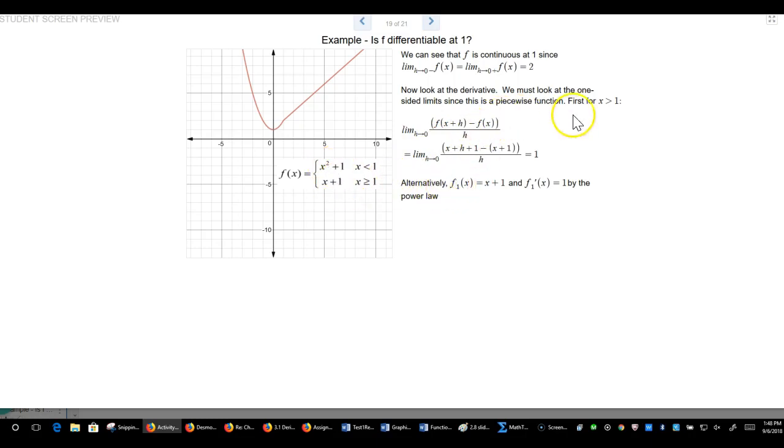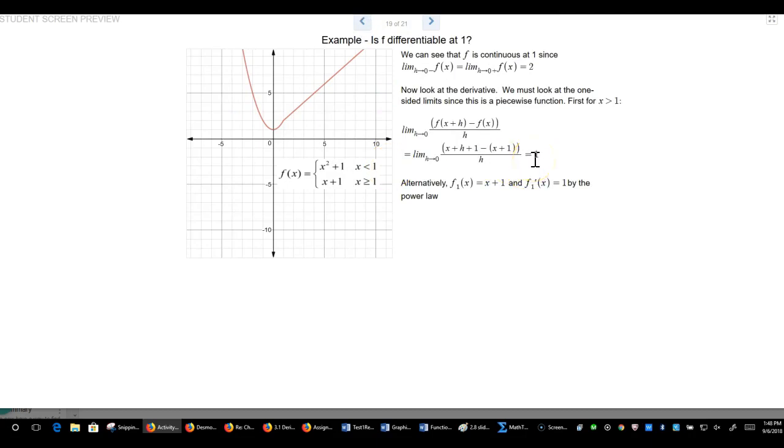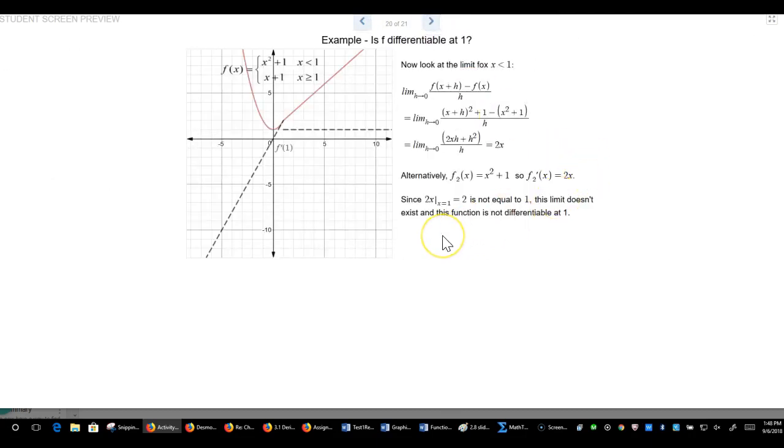The derivative for x greater than 1 is the derivative of x plus 1, which is just 1 by the power law. The derivative when x is less than 1, we need to take the derivative of x squared plus 1. Again, we apply the power law, and that is 2x. Since the limit from the right is 2x, and when I evaluate that at 1, I get 2, that's not equal to the limit from the left, which was 1. So this function is not differentiable at 1. And this dashed graph is the graph of the derivative.